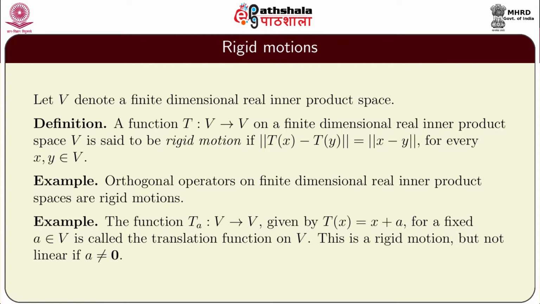Example: orthogonal operators on finite dimensional real inner product spaces are rigid motions. And the function denoted by T suffix a from V to V, given by Ta of x is equal to x plus a for a fixed a in V, is called the translation function on V. You can see that it is a rigid motion, but not a linear map if a is a non-zero vector.